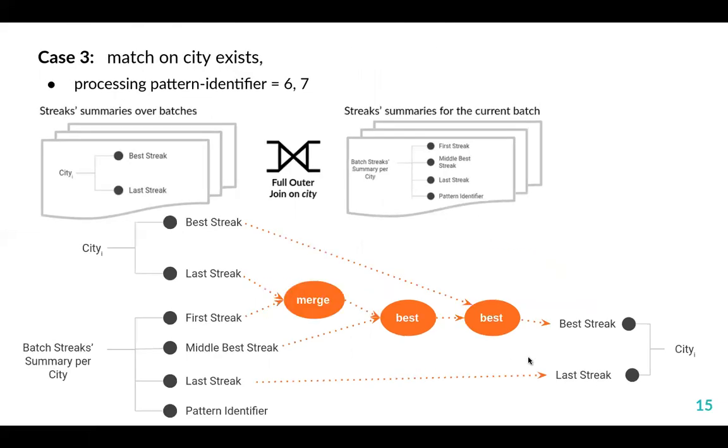In the third case, a match on city exists. So for instance, for pattern 6 and 7, we first proceed with merge of last track and first track. Then we calculate the best of the two, and then we calculate the best of the best track and the best calculated here in order to assign it to the best track for that city. And the last track is assigned to the last track of this city.